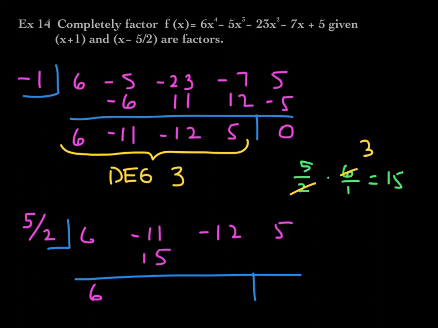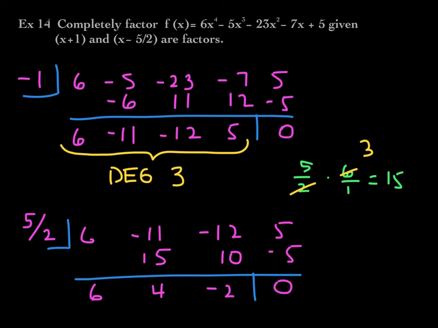Negative 11 plus 15 is 4. And then 5 halves times 4 is 10. Negative 12 plus 10 is negative 2. And then 5 halves times negative 2 is negative 5. And I got 0. So I must have done something right.